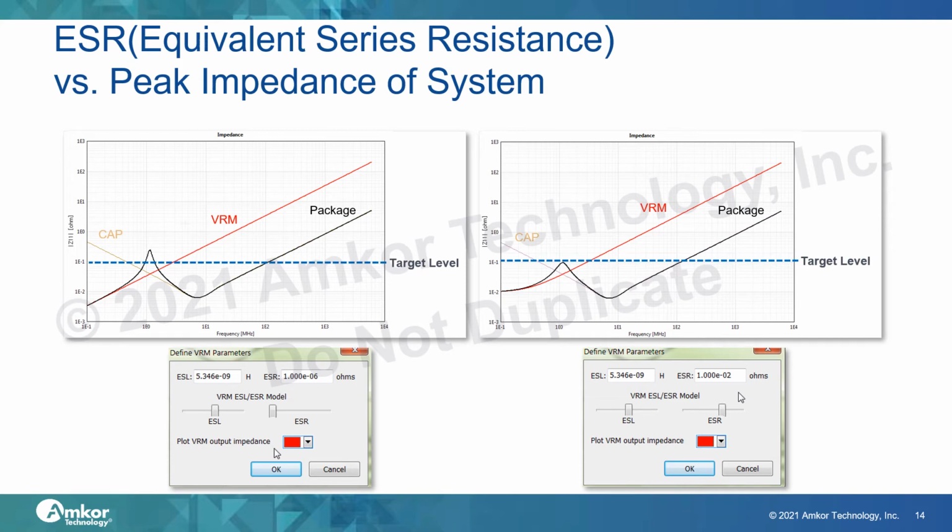These two graphs show the difference of peak impedance in the package, with the ESR changed from 1 milliohm to 10 milliohm. Because of cost and package space limits, which are practical concerns in real product design, a limited number of capacitors are added to the package. The most effective way to reduce peak impedance in the package is to use a controlled ESR capacitor instead of increasing capacitor value or using multiple capacitors in parallel.